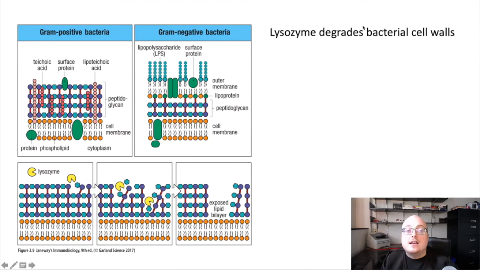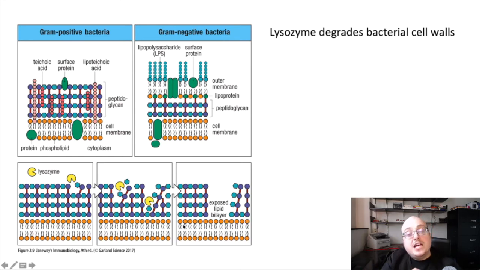Lysozyme is an enzyme which is very good at degrading the cell wall of bacteria. So remember, unlike eukaryotic cells, bacteria have a plasma membrane like we do, but also a cell wall. And this cell wall is made up of structures composed of peptidoglycan. And peptidoglycan happens to be the substrate for an enzyme that we make called lysozyme. So lysozyme recognizes peptidoglycan in the cell wall of both gram-positive and gram-negative bacteria. When it does so, it chews it up and it exposes the plasma membrane of the bacterium.